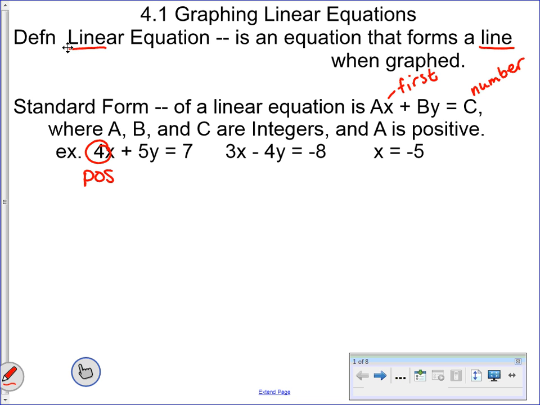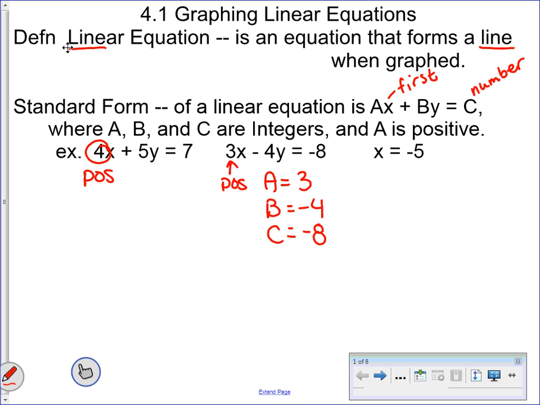In the second one, you can still see that the 3 is positive. However, the other numbers are all negative. But again, we have no fractions, no decimals, and you can easily identify that A is the number in front of x, which is 3. B is the number in front of y, which is -4. And C is the number at the end, which is -8.